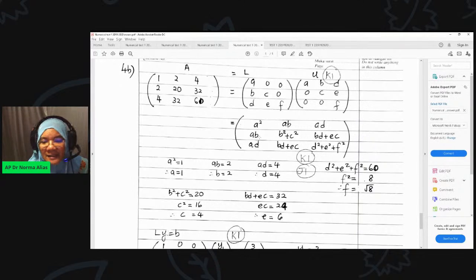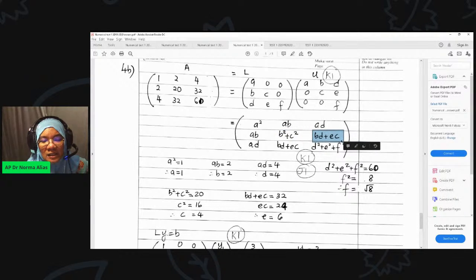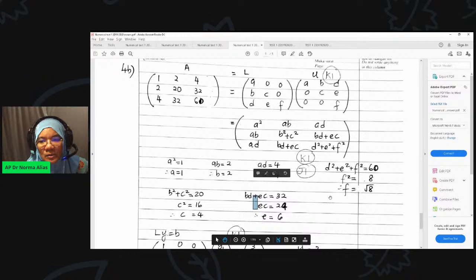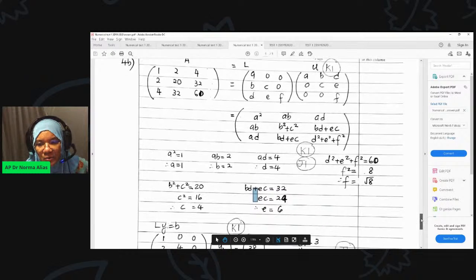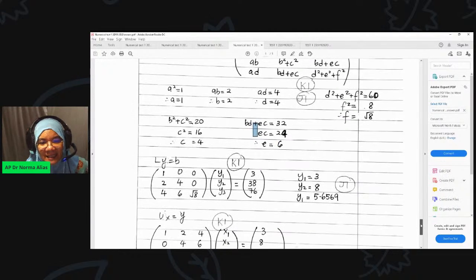The second part is b squared plus c squared, because this one is very similar. You go to b squared plus c squared equal to 20, so c is equal to 4. The next is bd plus ec is equal to 32, so e is equal to 6. So find all the elements A, B, C, D, E, F. You have only 6 elements.